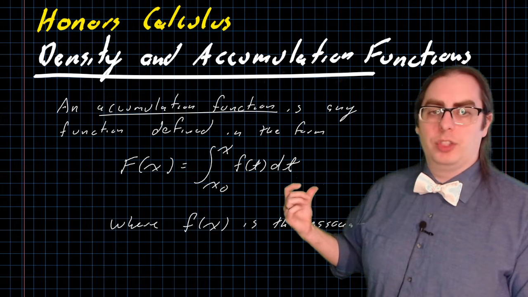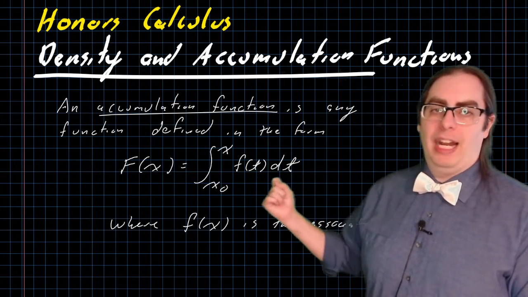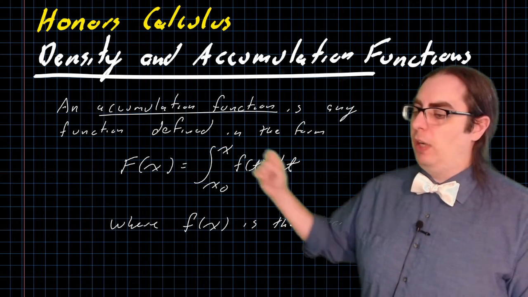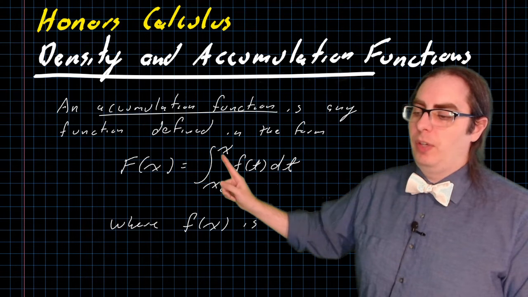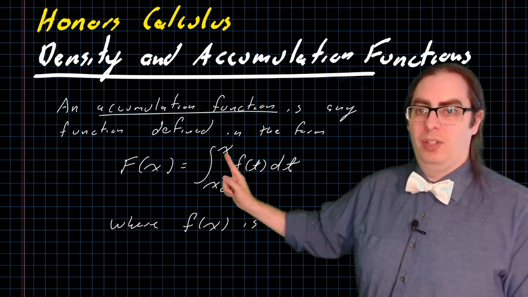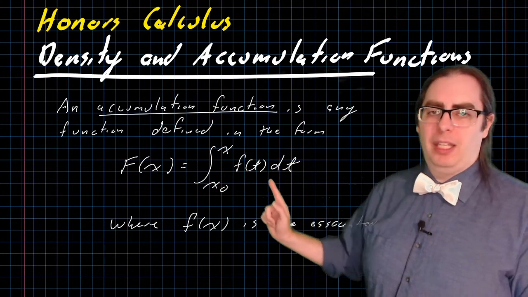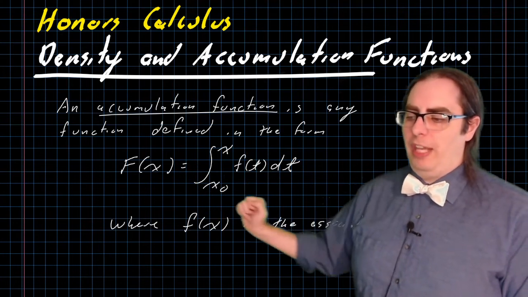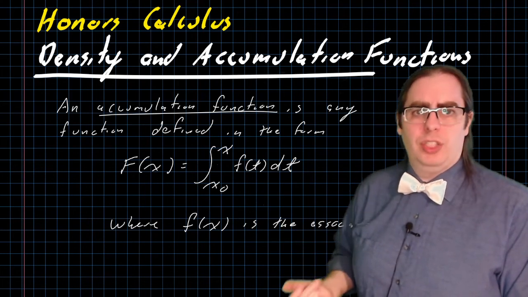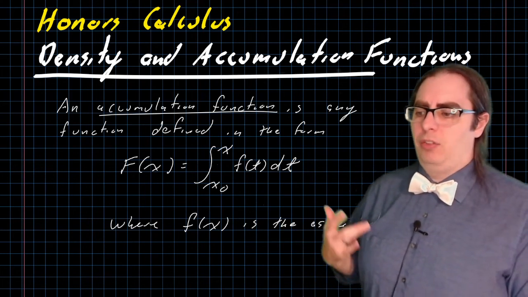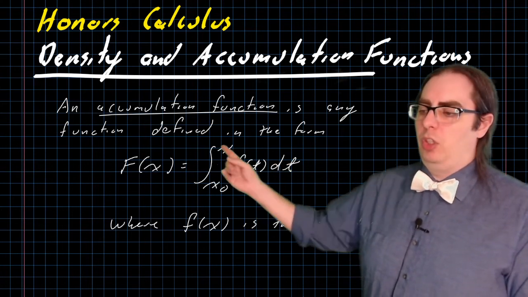Oftentimes you'll see the structure like this called a dummy variable. The only point of the variable that happens inside the integral is to figure out where your limits of integration are being applied. And since one of our limits of integration is already x, having x in here as well is going to make it confusing, right? X equals x naught and x equals x seem like contradictory statements. And so the notation of using some other variable in here makes it so that you can put x out here as a limit.